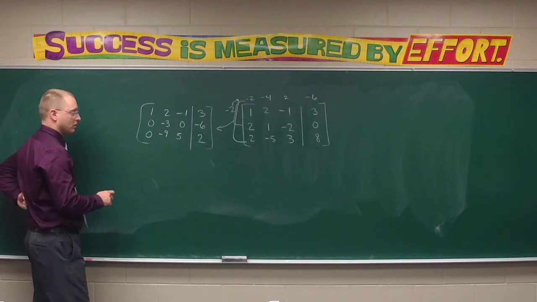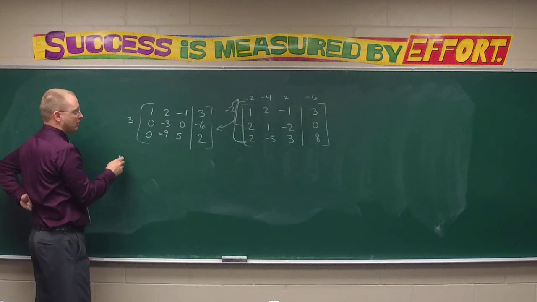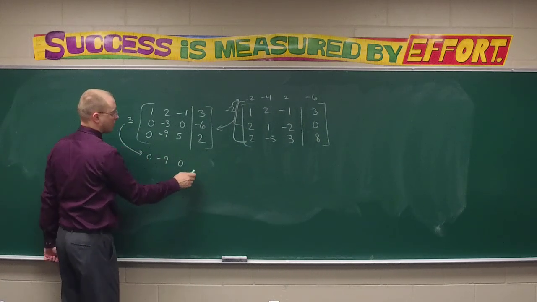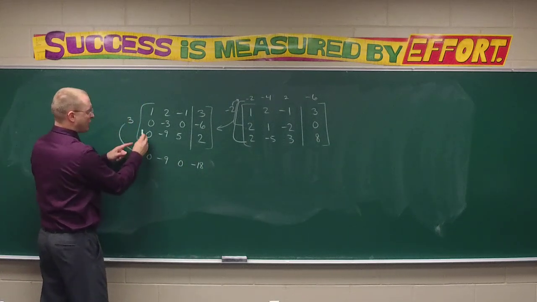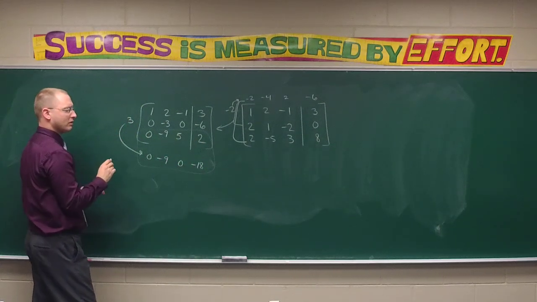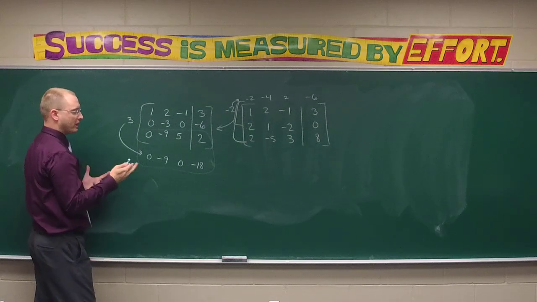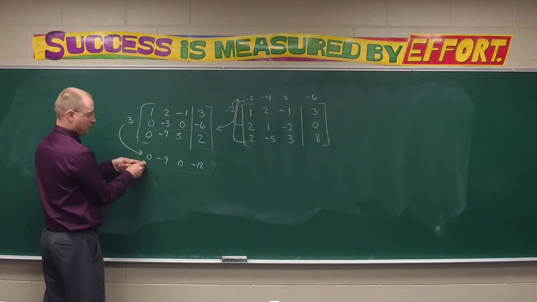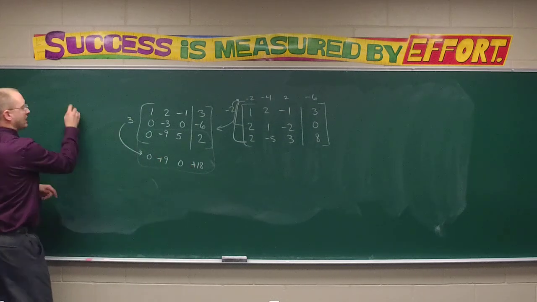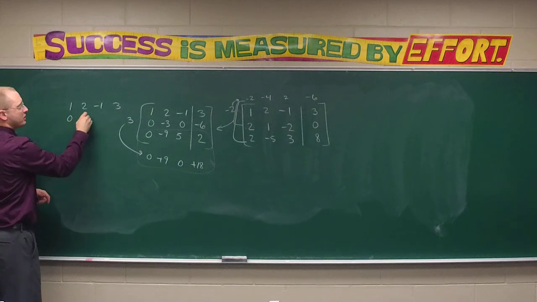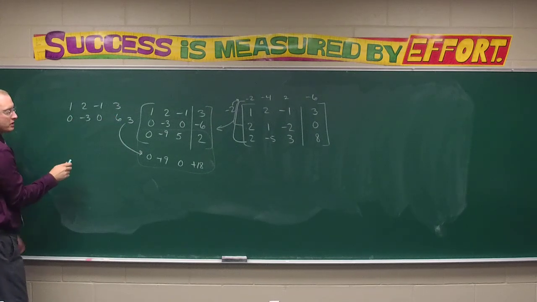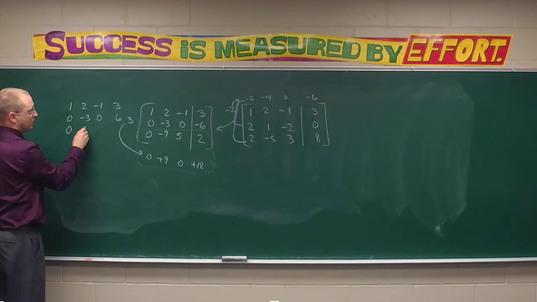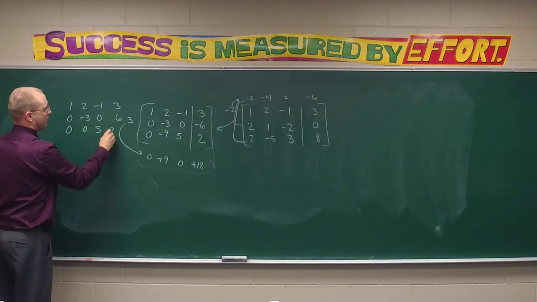All right, now what, Maddie? 3 in the middle to get 0, negative 9, 0, negative 18. But is that going to cancel with my bottom row? You can change this one in the bottom. All right. So again, we're going to keep the 1, 2, negative 1, 3. We're going to keep the 0, negative 3, 0, 6, but the bottom becomes 0, 0, 5, and 20.